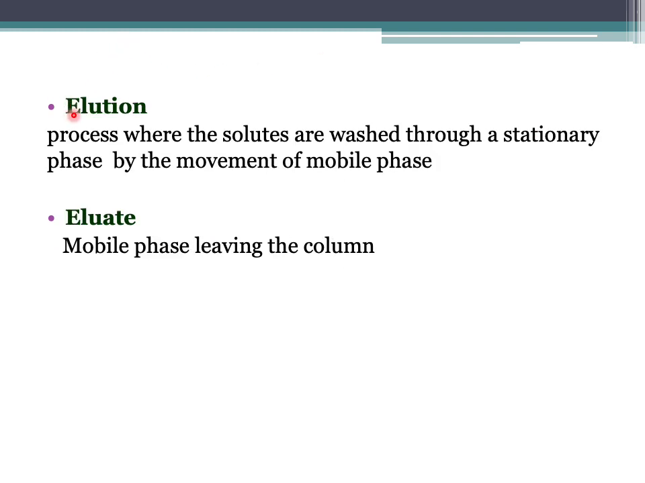Okay, now you must know about the elution. So, elution is a process where the solids are washed through a stationary phase by the movement of mobile phase. So, pergerakan mobile phase with mixture bergerak melalui stationary phase ni kita panggil dia elution. Okay, so dia akan bergerak melalui stationary phase. So, this is the elution. So, eluate. So, eluate is a mobile phase leaving the column. Dia keluar daripada column, mobile phase yang keluar daripada column tu, we call it as eluate.